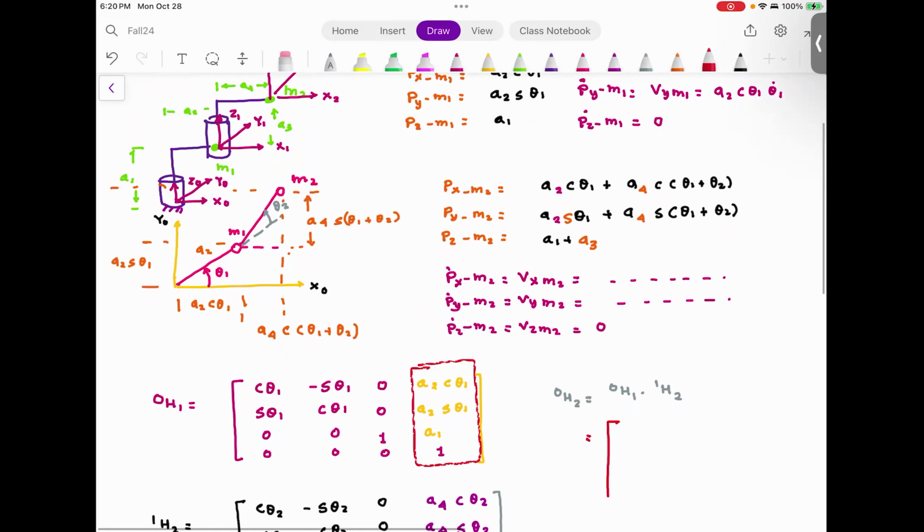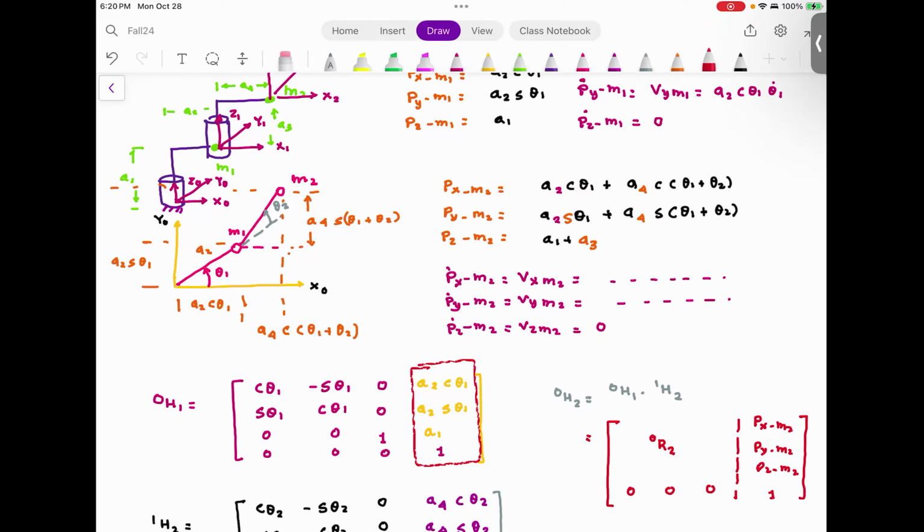And after this multiplication, we are going to get this big matrix wherein we are going to have 0R2, 0, 0, 0. There will be 1, and this will be PX M2, PY M2, and PZ M2. Everyone understood this? So when you perform this multiplication, you are going to get PX M2, PY M2, PZ M2. That looks like what we have derived there. Everyone understood this?